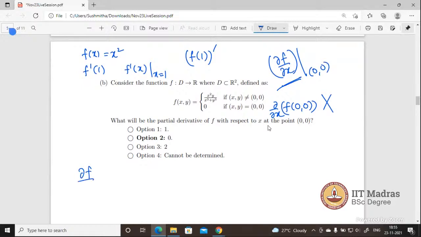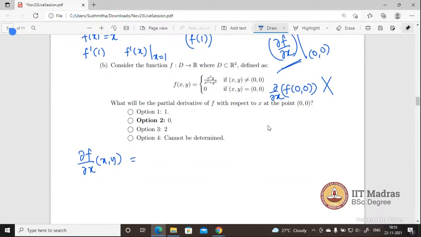How will I find dou f by dou x of x comma y? We'll have to do f of x plus h. Yeah, that limit thing we have to do. But what is the point that I want to find out? At (0, 0). So I can take it as (0, 0). So now what is the limit that I need to evaluate?